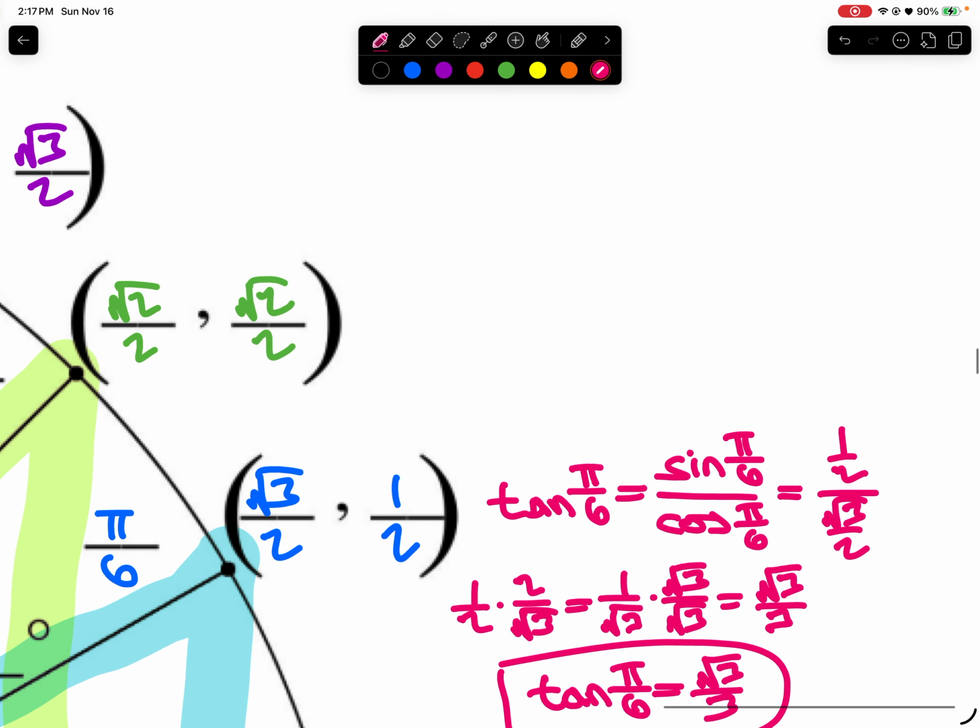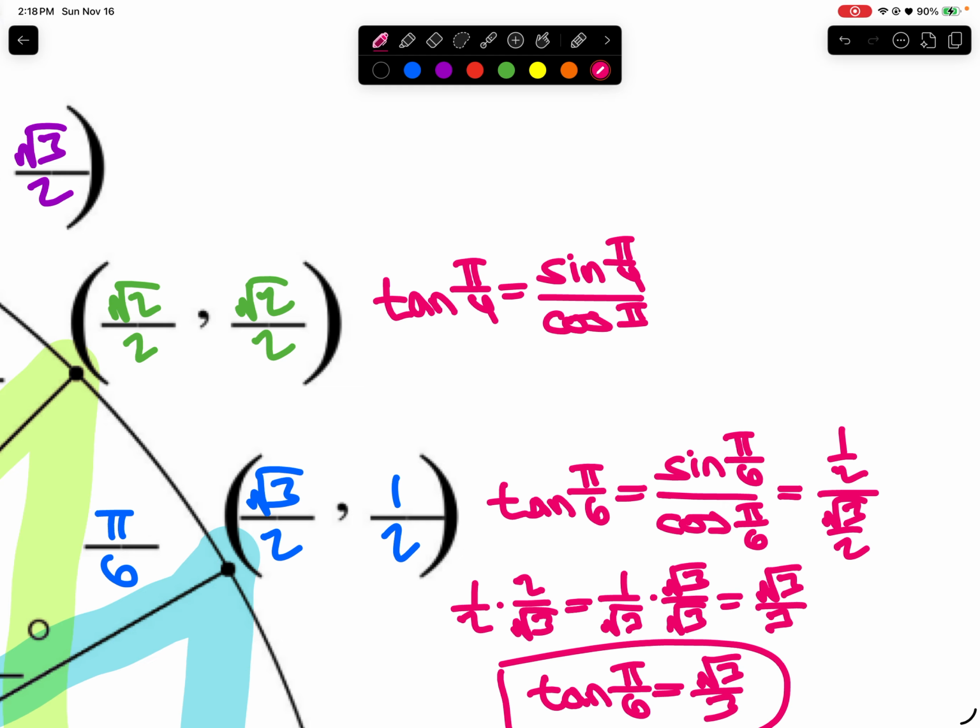Okay, and then we're going to do the same idea. So tangent of pi over 4 is going to be sine of pi over 4 over cosine pi over 4. So we're going to have root 2 over 2 over root 2 over 2, which is just 1. So that's kind of a nice one. So tangent pi over 4 is just 1.